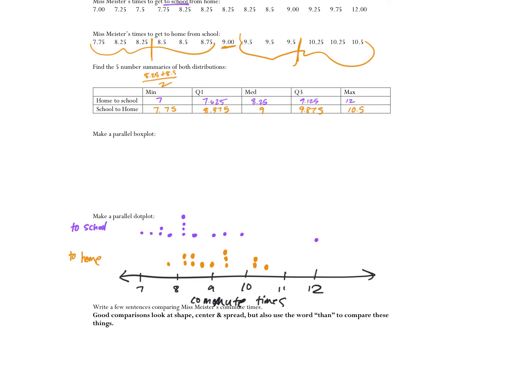And so when we describe graphs, there were like 3 things I wanted you to describe: the shape, the center, and the spread. Talk to me about the spread. It's not as big as the school. The to school graph seems to have more variability than the from school graph. Is everybody with me? Right on. Okay.